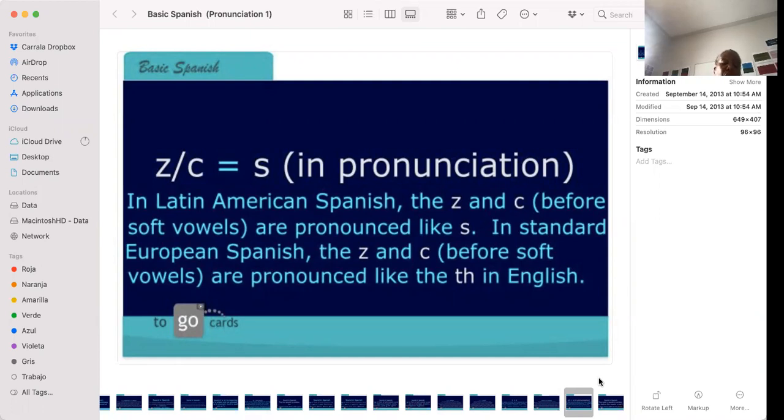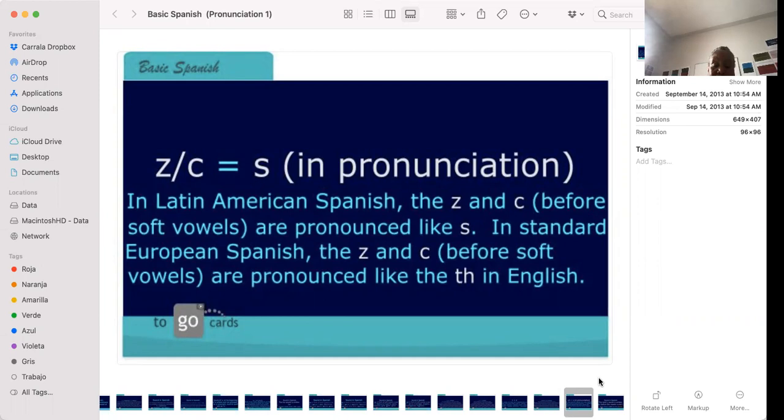We are continuing talking about pronunciation. This one is going to be a little bit complicated, so I hope that I make sense. Okay, as far as when a letter is hard versus soft. First of all, I just want to make sure that you understand how the Z is pronounced. Let's say in Latin America it's pronounced one way, and in Spain it's pronounced another. In standard European Spanish it is pronounced another.